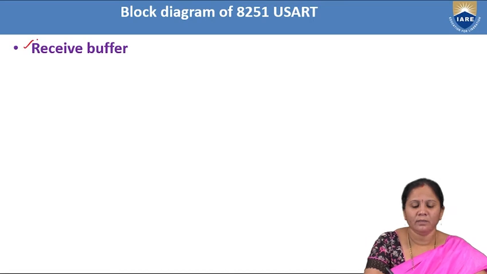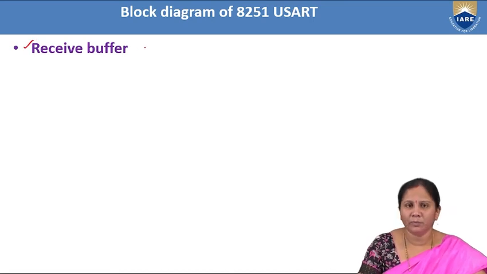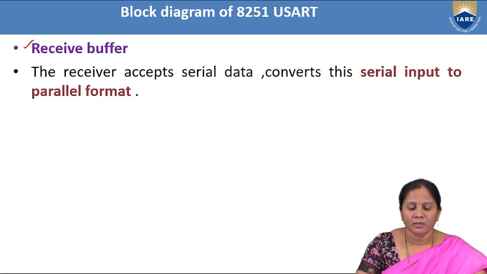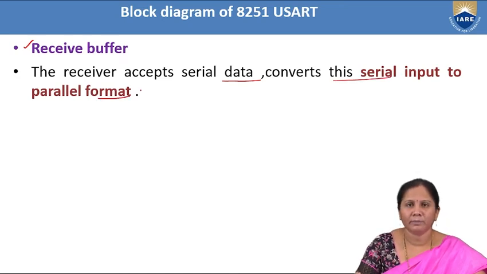And here this is receive buffer. So this receive buffer block will accept serial data. Then it is going to convert the serial input into the parallel format.